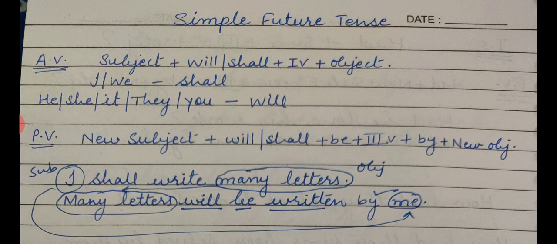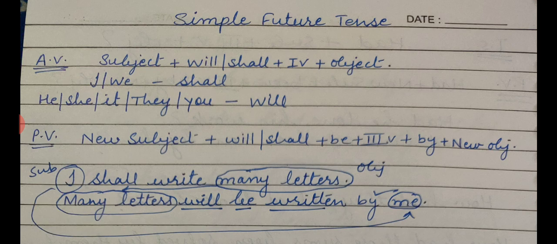Now change the following sentence into passive. I shall write many letters. In this sentence I is the subject, shall is the helping verb. With shall we are using the first form of verb, so it is indicating simple future. Many letters is the object. Make it the new subject in passive. So many letters will be used as the new subject in passive.